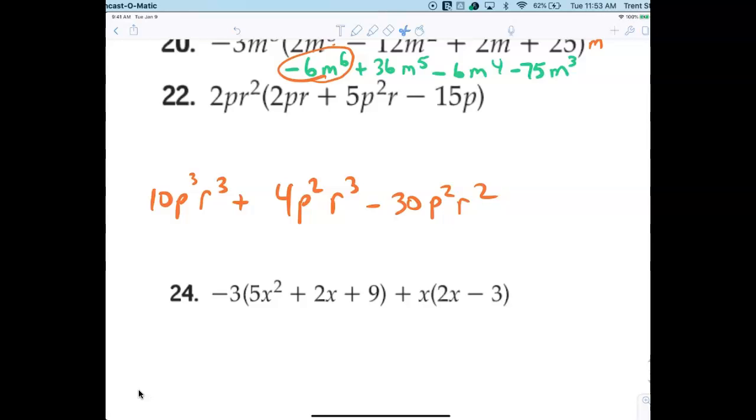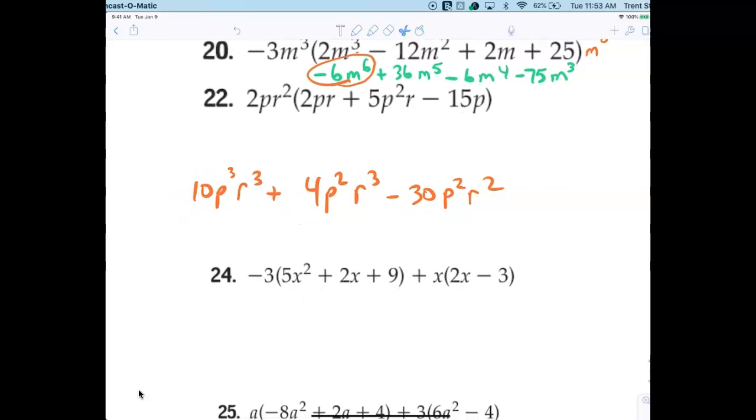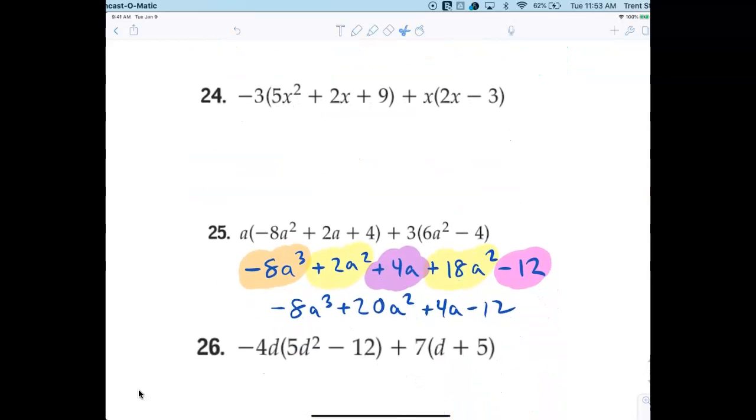Anybody have any issues? All right, so here we go. We're going right in order. Where are we at? Go. 24. 24.